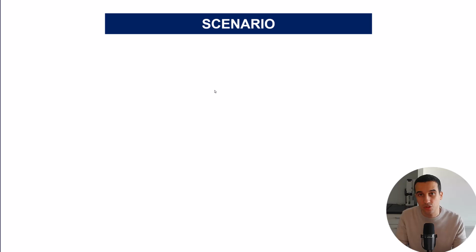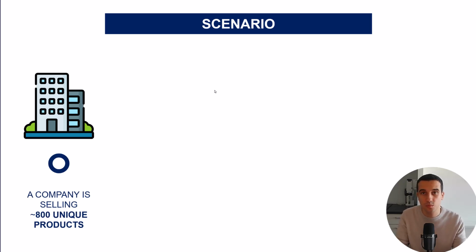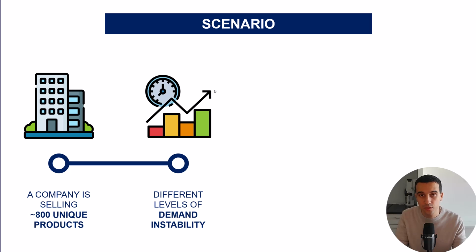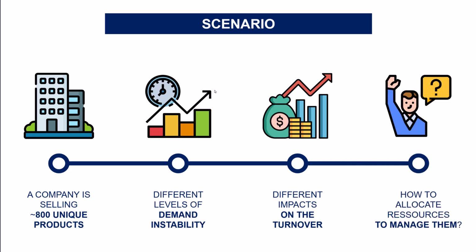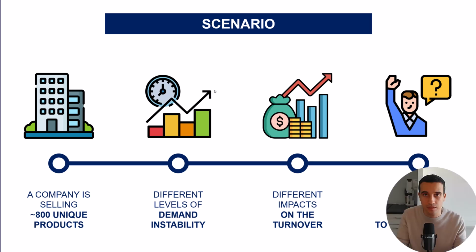Let's go. Let's assume that you work for a retail company that sells more than 800 unique items. Each item has its own specificity. That's what you can find, for instance, in the master data, but also different demand variability. Their contribution on the turnover is also different. Some of them have a very high contribution. And you want to know how to allocate time and resources to plan the demand and manage the inventory.